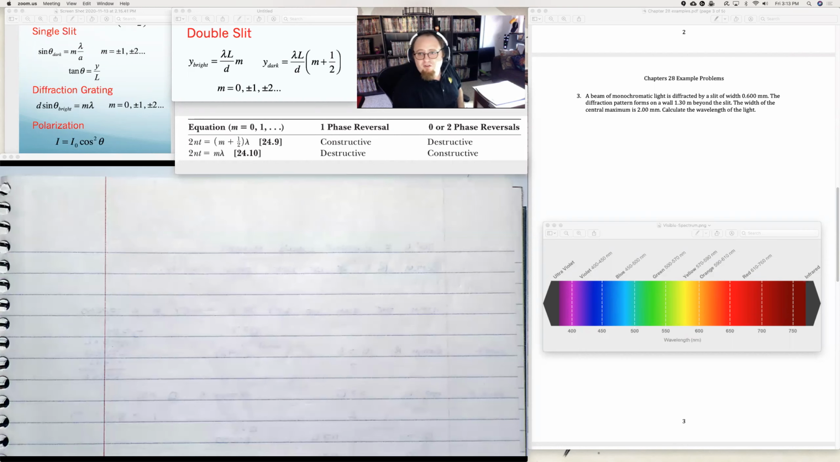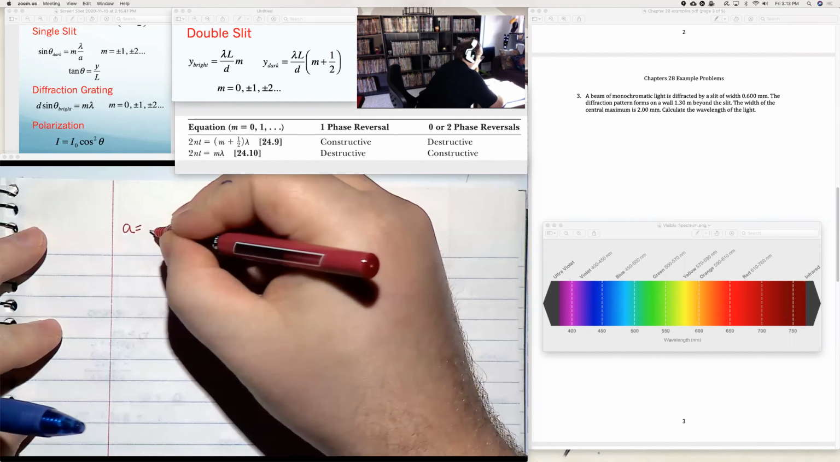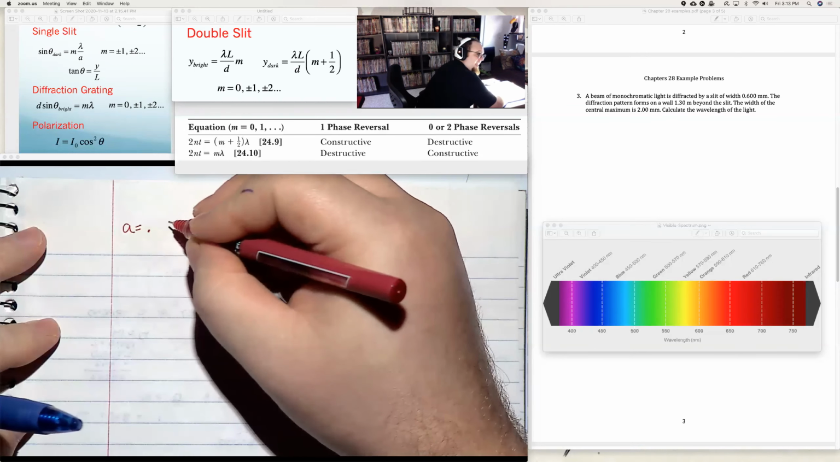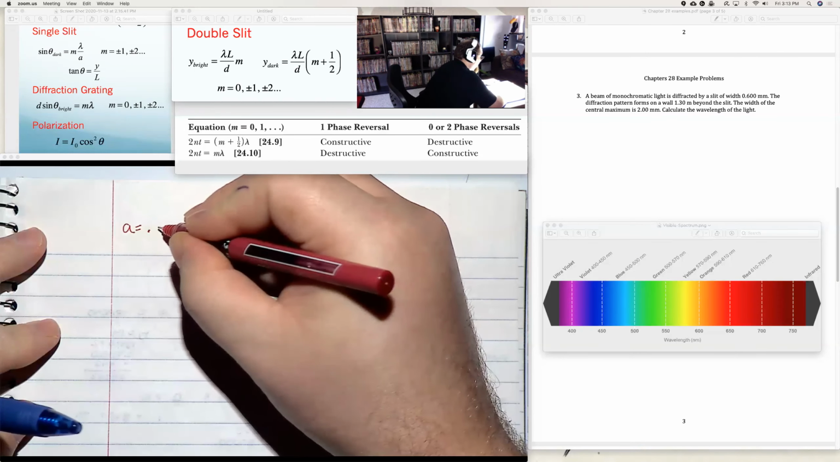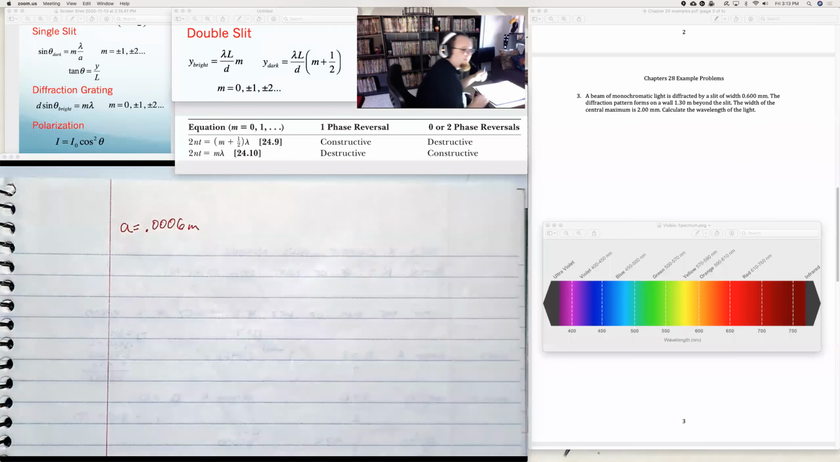A beam of monochromatic light is diffracted by a slit of width 0.6 millimeters. Okay, slit width in single slit. It says a slit, so it's a single slit. And the slit width is what we call a. If it's 0.6 millimeters, that means it's 0.0006 meters. Diffraction pattern forms on a wall 1.3 meters behind the slit.